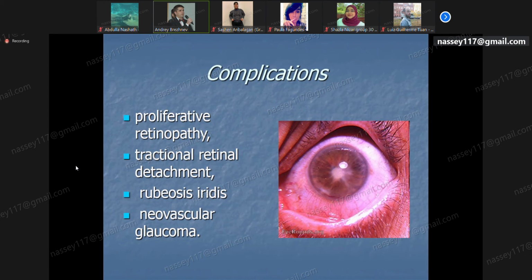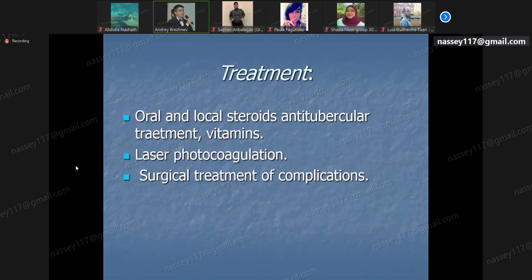Then neovascularization of the iris, the so-called rubeosis of the iris, and neovascular glaucoma, one more disorder in which neovascular glaucoma is a possible component, or possible complication. Treatment: oral and local steroids, sometimes anti-tubercular treatment, because tuberculosis may cause such a condition. Vitamins, laser photocoagulation, and in the stage of complications, we use surgical treatment. Vitrectomy for the retinal detachment, anti-glaucoma treatment for neovascular glaucoma, and so on and so forth.